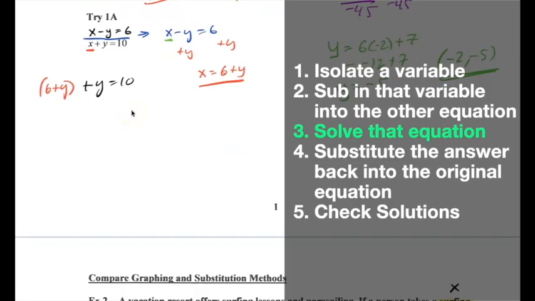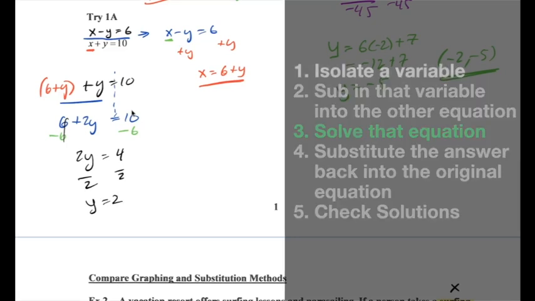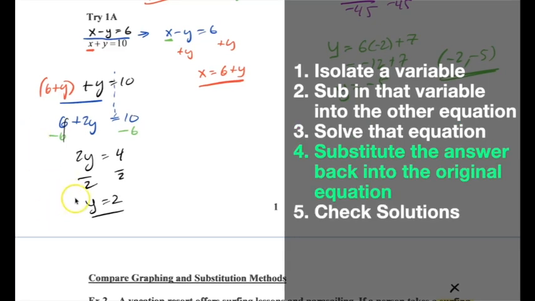And now we can add like terms. Remember, when they're on the same side, you just want to add them. y plus y is 2y equals 10. And now we can just solve it. Minus 6, we get 2y equals 4, divided by 2, y equals 2. And again, we're not done. All we have is y, we need to find x.